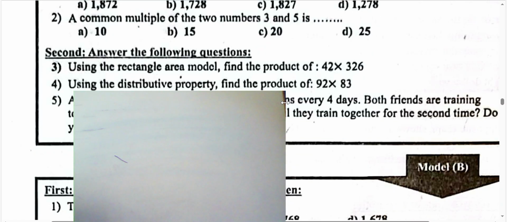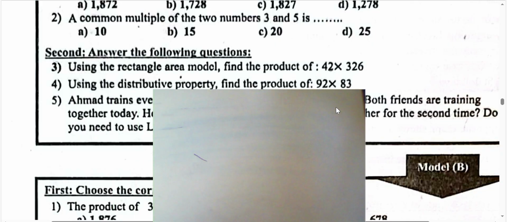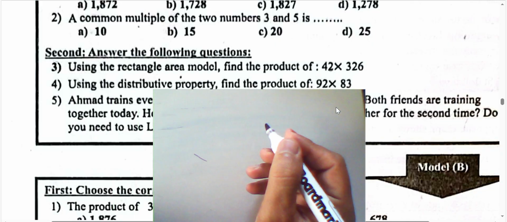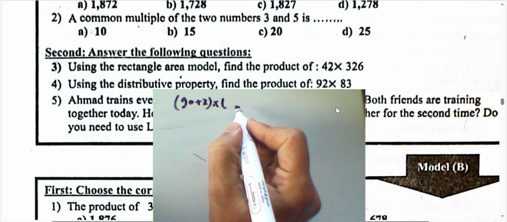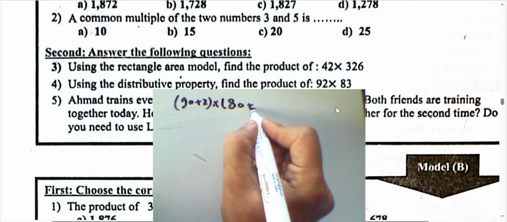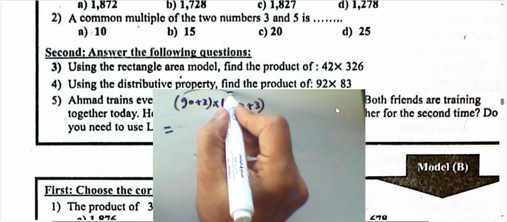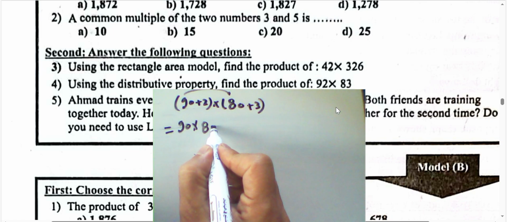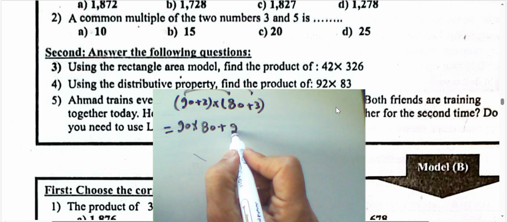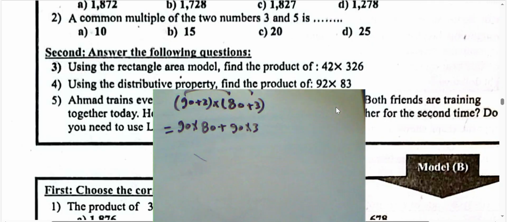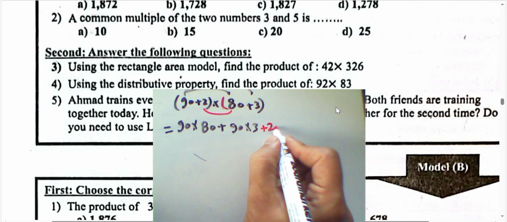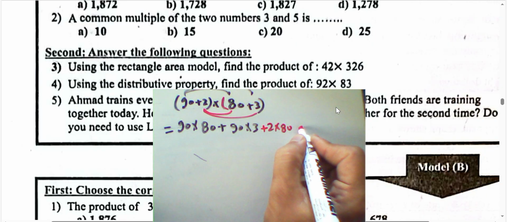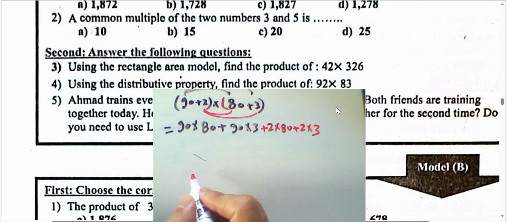Using distributive properties to find the result of 92 times 83. We use distributive properties. We know 92 equals 90 plus 2. Multiplied by 83, which equals 80 plus 3. And then, right, 90 times 80. And then 90 times 3. Next step, 2 times 80 and 2 times 3. We used distributive properties here, right?